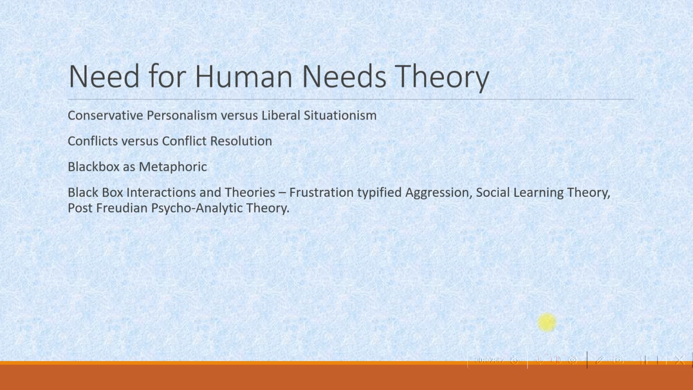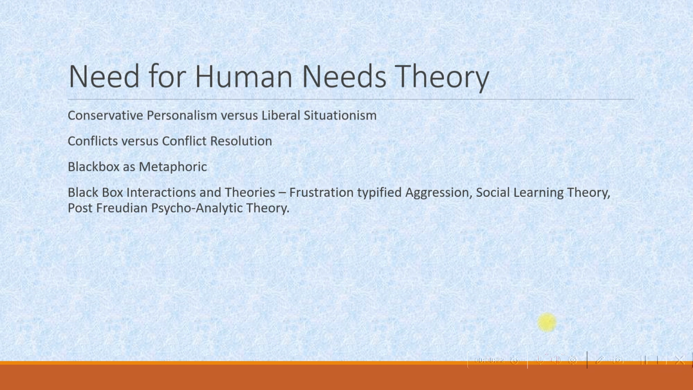Frustration-typified aggression. This theory, by Pollard, showed aggressive instincts wherever there was a goal-oriented activity. So wherever there was a goal-oriented activity, aggressive instincts were present according to frustration-typified aggression. Social learning theory considered humans as cognitive creatures whose ideas were shaped by social conditioning. So by social conditioning, human beings got ideas; they are cognitive creatures. And that is the basis of social learning theory.